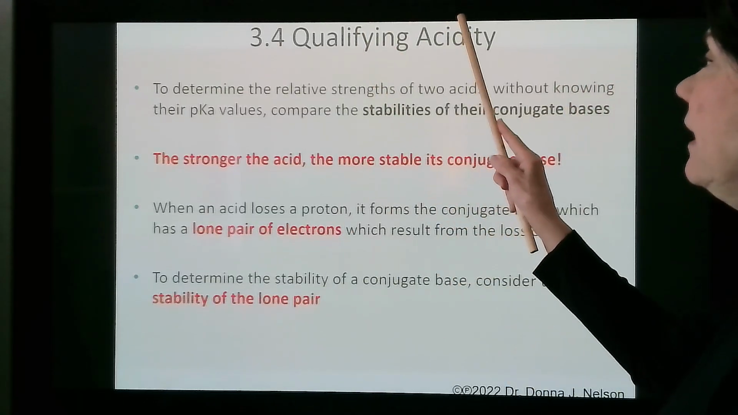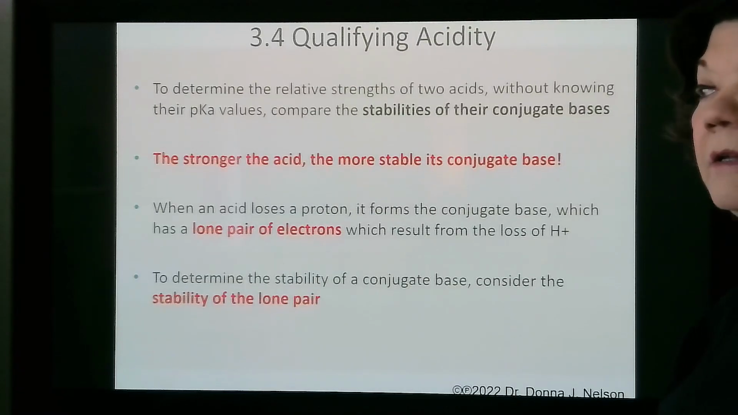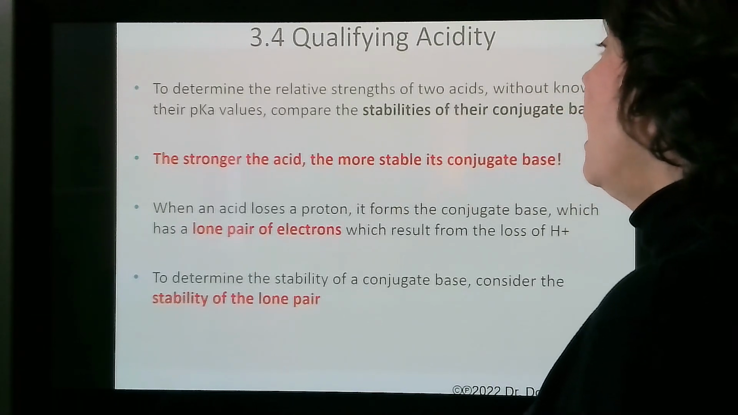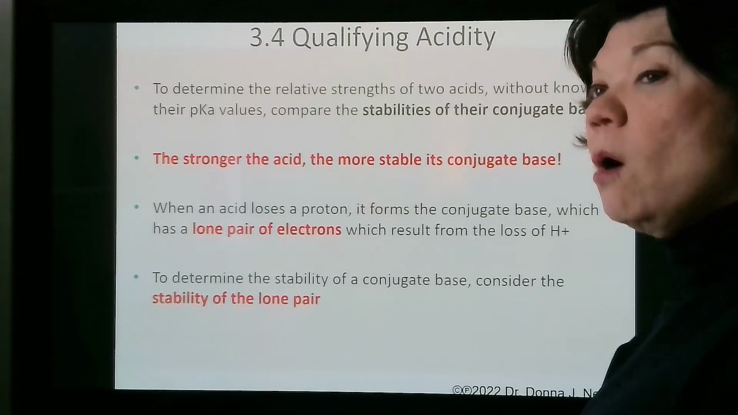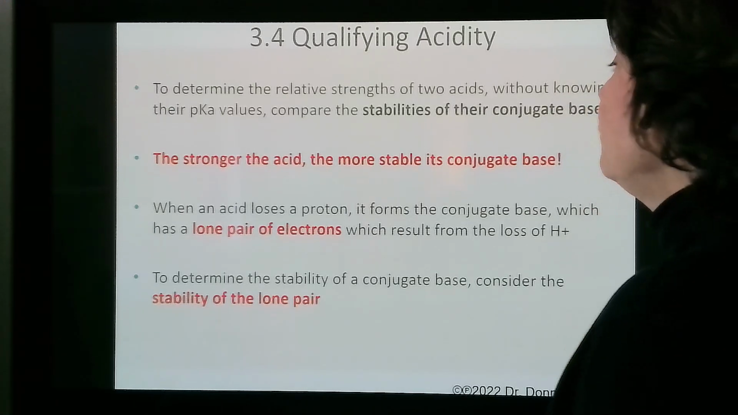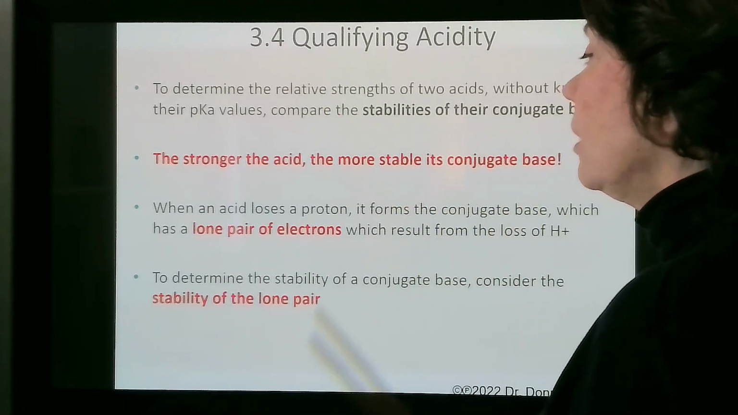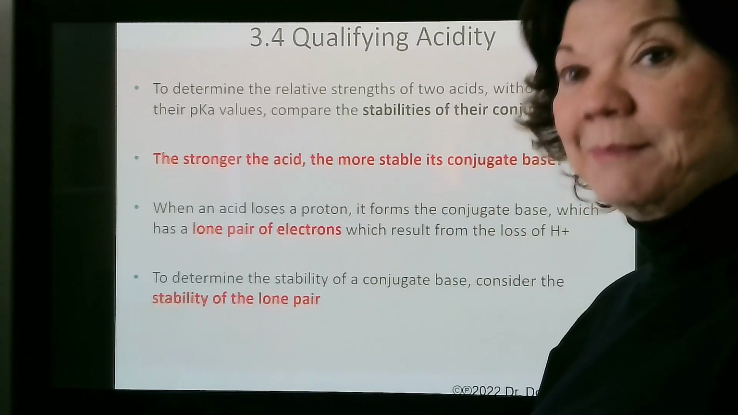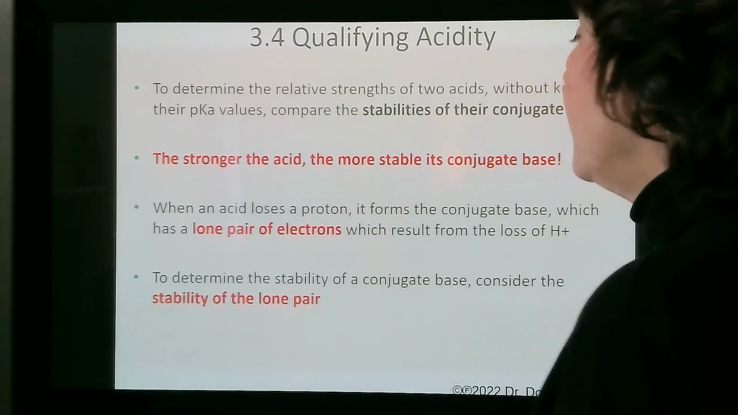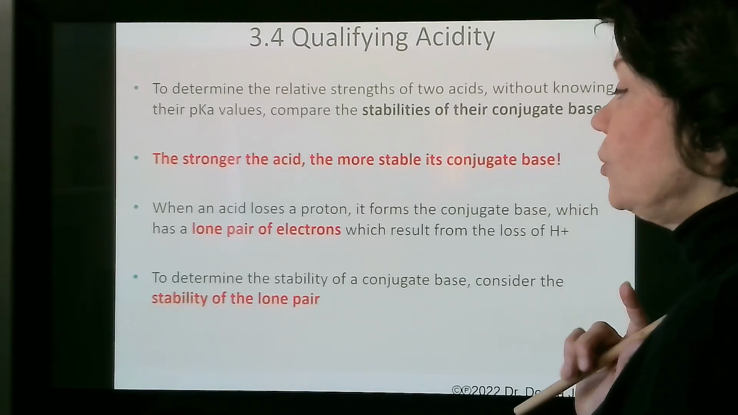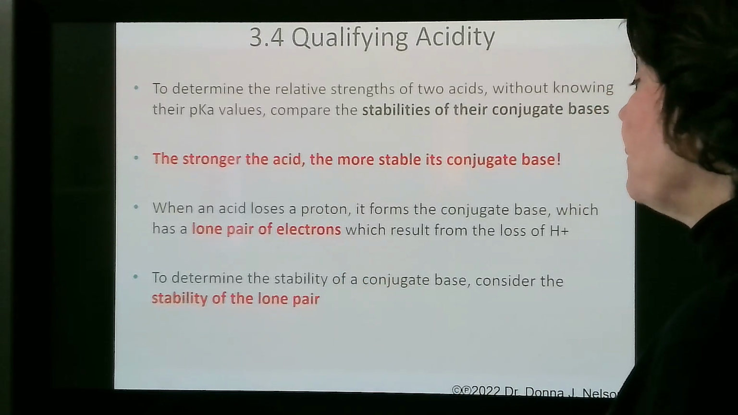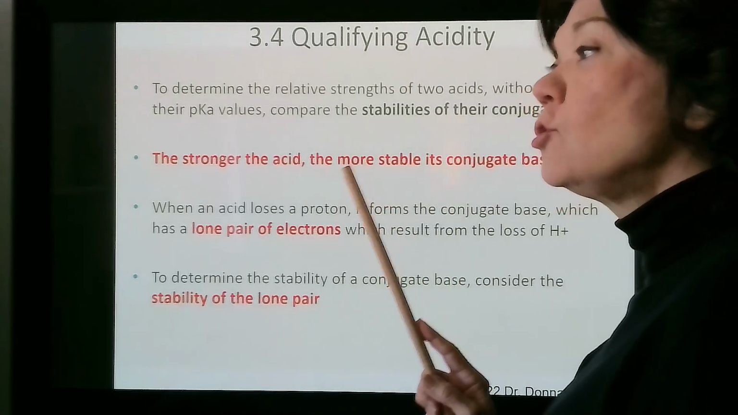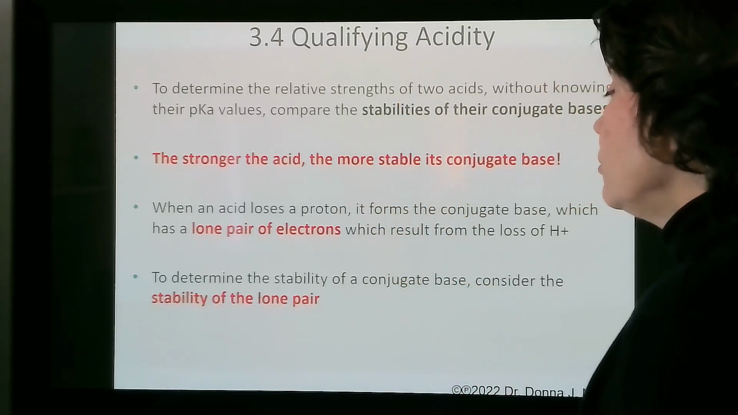Now, qualifying acidity. We've been discussing quantifying acidity, using the numbers, the pKa values, to quantify the strengths. But if one doesn't know the pKa values, you can still compare the stabilities of the conjugate bases. The stronger the acid, the more stable its conjugate base, and the less stable that acid is. When an acid loses a proton, it forms the conjugate base, which now has a lone pair of electrons, which resulted from loss of H+, and the pair of electrons in the bond to the proton moved back onto that molecule.